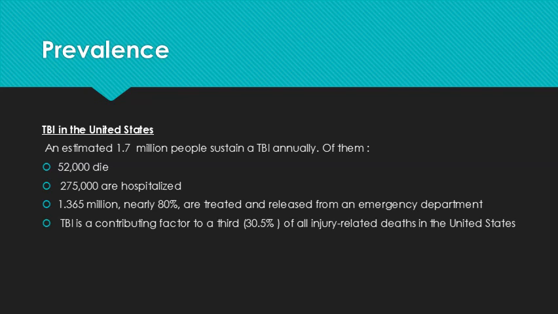The prevalence of traumatic brain injuries in the United States is that an estimated 1.7 million people sustain some type of traumatic brain injury annually. 52,000 of these people die, 275,000 are hospitalized, and 1.365 million, or nearly 80%, are treated and then released from an emergency department. And traumatic brain injury is a contributing factor to a third of all injury-related deaths in the United States.